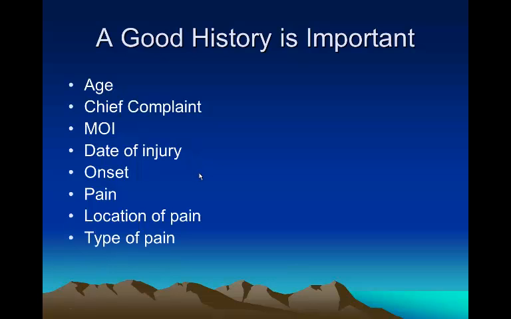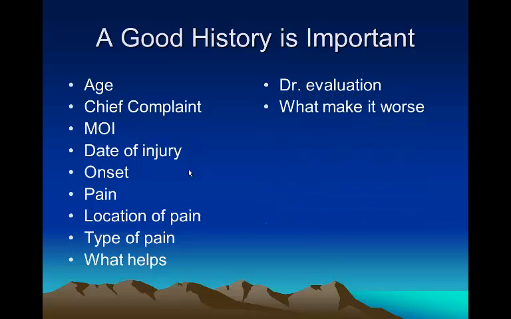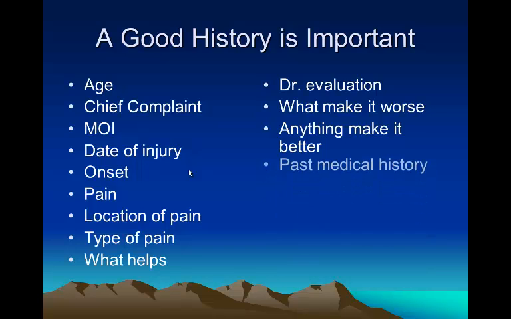The types of pain we talked about. What helps? Getting up in the morning just kills me, but taking a hot shower really makes it feel better, and I can move better. Those type of things. Doctor evaluation. What did the doctor say? Is he sending this patient to your clinic for treatment for a tendonitis? That's big. What makes it worse? Sitting down in class and then having to get up really kills it. Anything make it better? Taking aleve or ibuprofen makes it better.